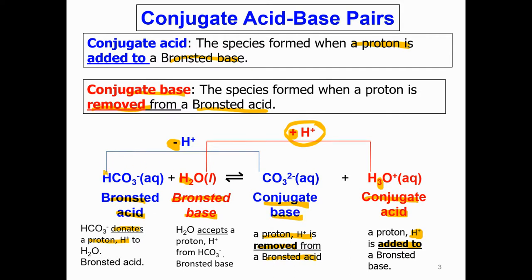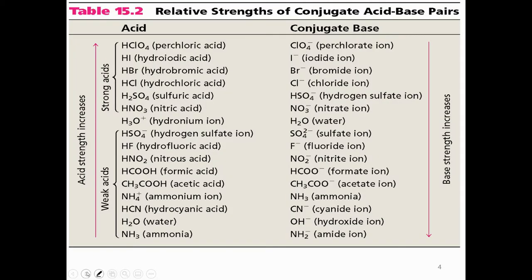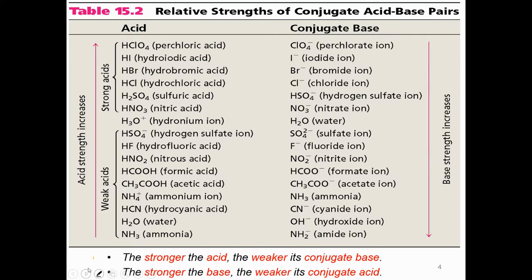Before the reaction, there's one hydrogen. After the reaction, one hydrogen is removed. So again, remember: Bronsted acid, conjugate base; acid, base. Bronsted base, conjugate acid; base, acid. These are the relative strengths of conjugate acid-base pairs. The stronger the acid, the weaker the conjugate base. The stronger the base, the weaker the conjugate acid.